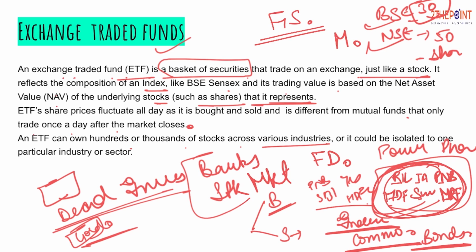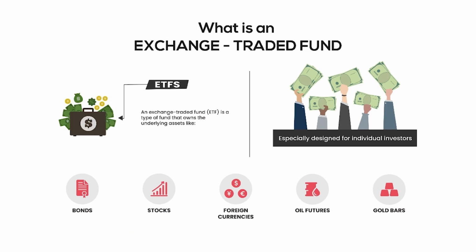I hope it is clear to you by now. The next slide is what all can be included. Bonds, as I've told you, stocks, foreign currencies, oils, futures, gold bars. Fine. So all this can be included in the basket.